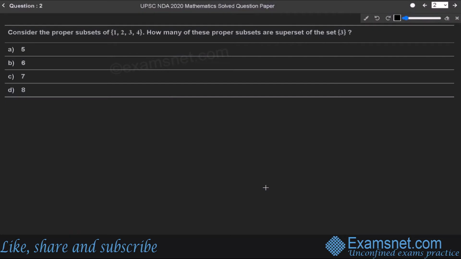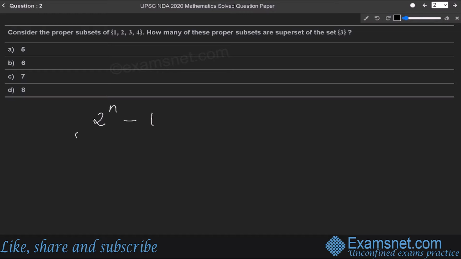Next question is, consider the proper subsets of {1, 2, 3, 4}. How many of these proper subsets are the superset of the set {3}? We know that the number of proper subsets of any set of n elements is 2 to the power n minus 1. This is a very basic question from the chapter sets.